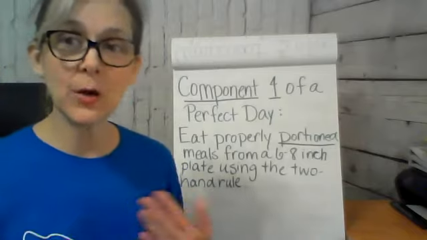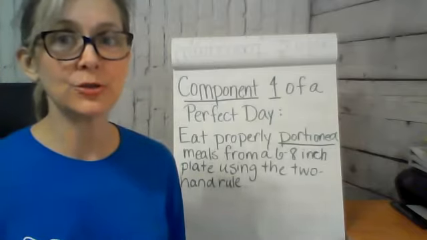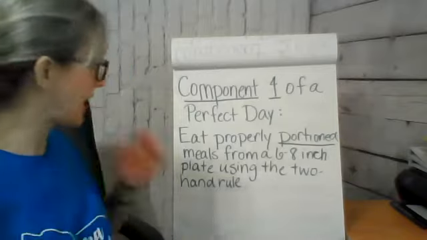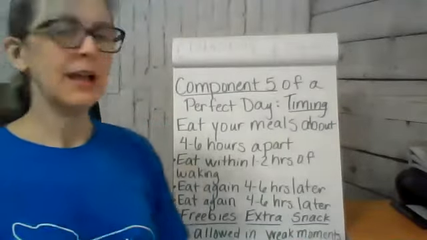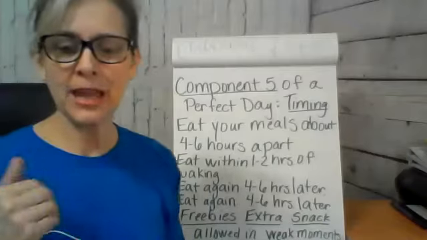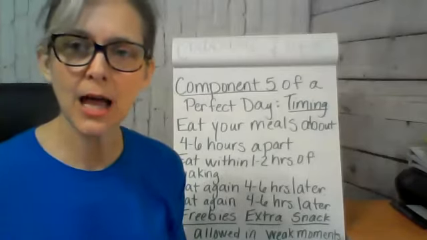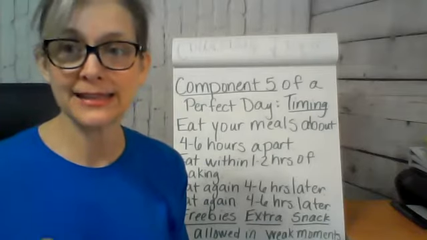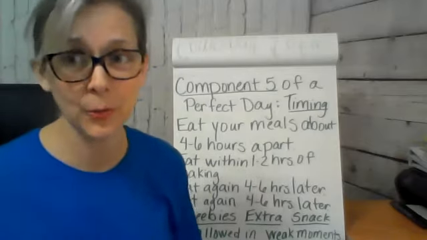That is the one that you don't have to necessarily hit to call it a perfect day, but it is extremely important, and we tell it to you for optimization purposes. Component number 5 is timing. We do have these timing rules because we don't want to be grazing. Grazing is something that has gotten us to a point where we need to make a decision and make some moves to go back the other way.